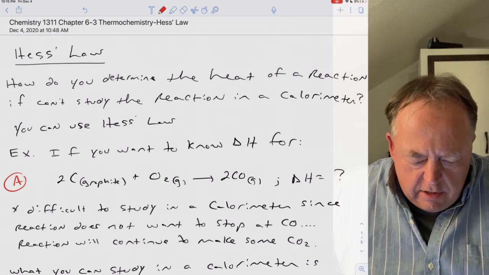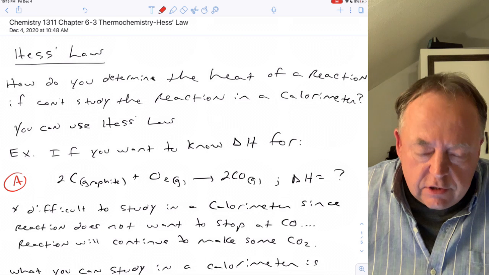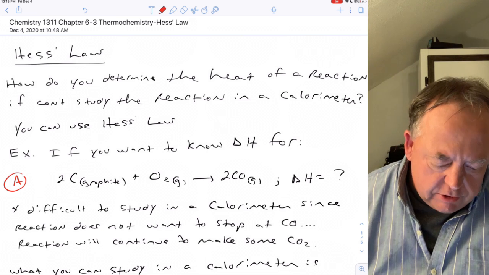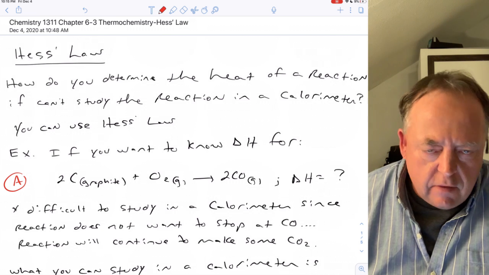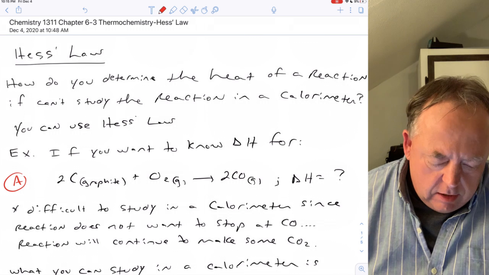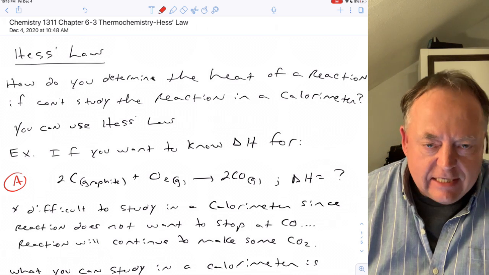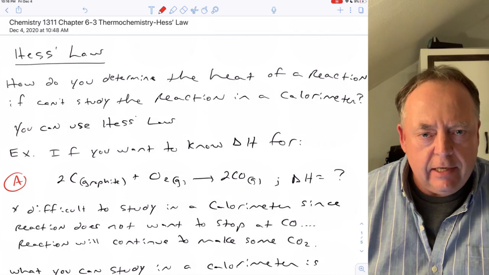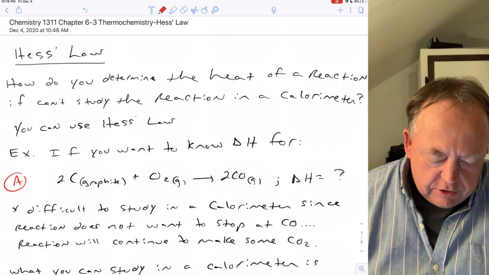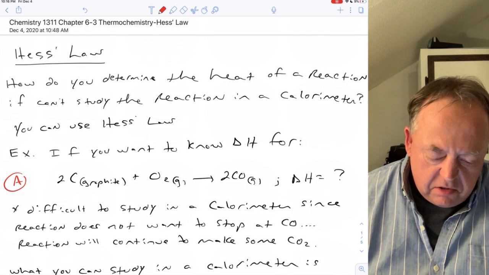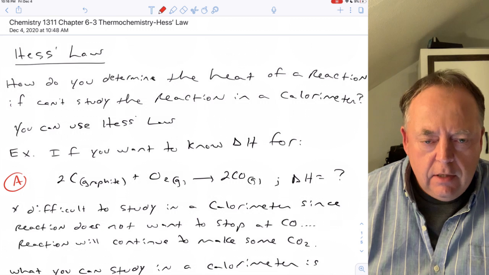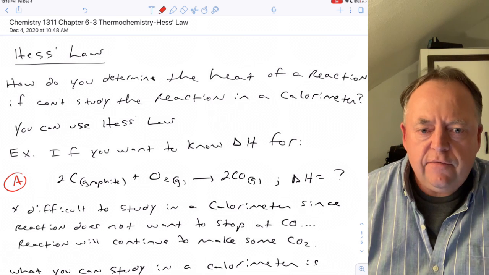So this will be the third lecture from chapter 6. In this lecture we cover the concept of Hess's law. So Hess's law: how do you determine the heat of a reaction if you can't study the reaction in a calorimeter? You can use Hess's law. Basically, this is just a method to determine the delta H for a reaction.